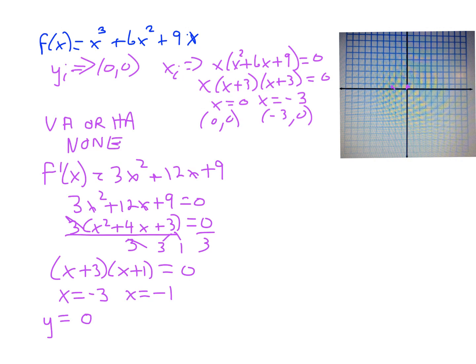And at x equals minus 1, if I put that back into the original function, I'm going to get negative 1 cubed, so negative 1, plus 6 times 1, so that's 5, and then minus 9, so y is equal to negative 4 there. So we have another point at x equals minus 1, and y equals negative 4 down here. Okay. And so now we want to figure out what's happening around these critical points.